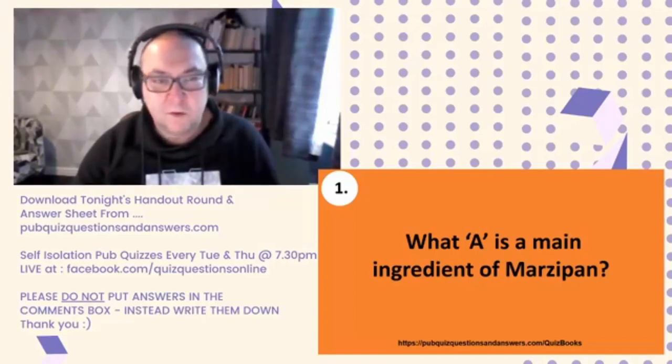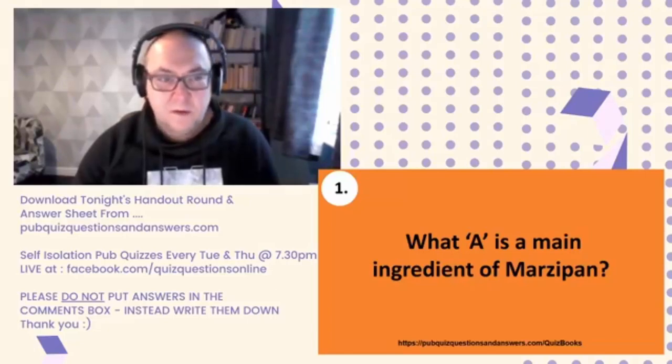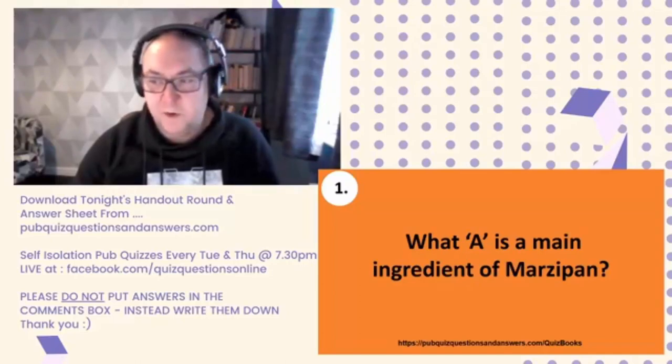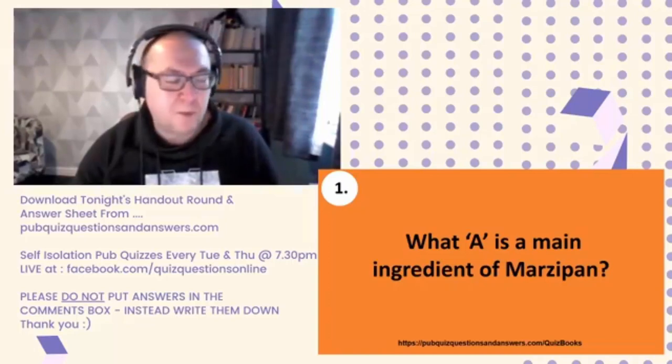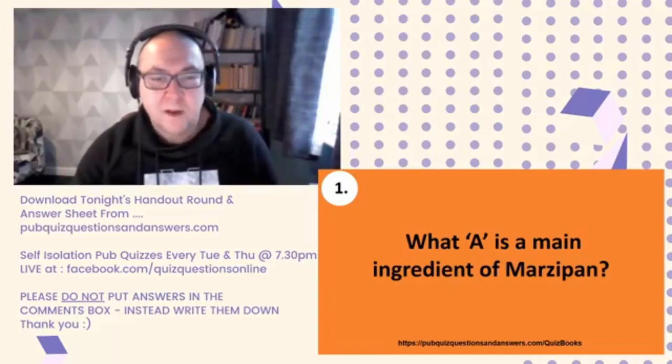Give you a chance to write all these down this evening as well, so you don't get writer's cramp. We'll give you a little bit of time to write each one down. And also, if you're playing with WhatsApp as well, you can consult with your other team members. But hopefully these first few shouldn't give you too many problems anyway. Okie dokie. So that's number one. What A is the main ingredient of marzipan?